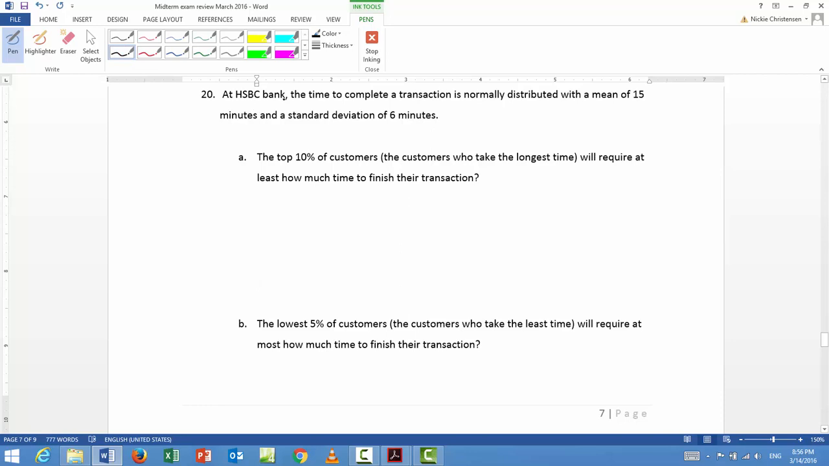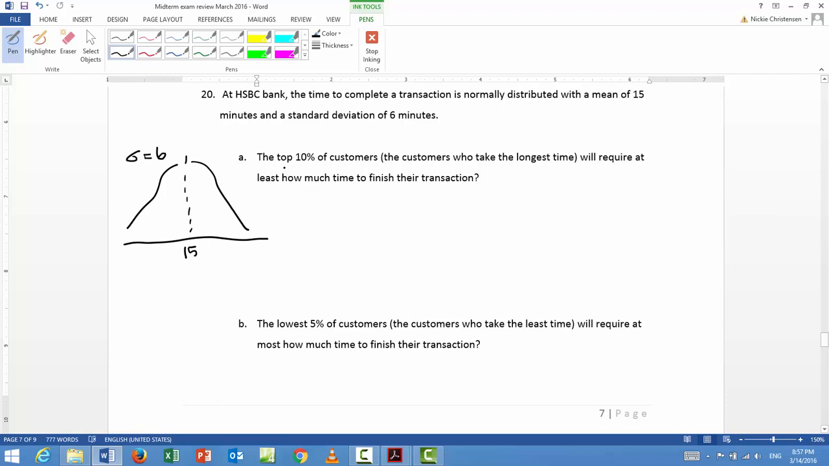Okay, the problem says that at HSBC Bank, the time to complete a transaction is normally distributed with a mean of 15 minutes and a standard deviation of 6 minutes. Okay, so let's just draw the curve right away. Okay, and our mean is 15, and our standard deviation is 6.